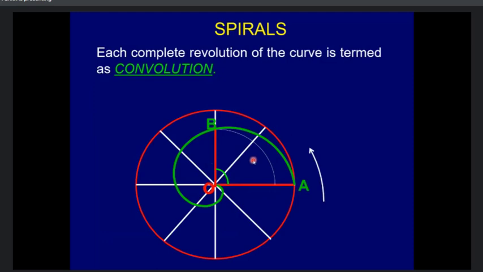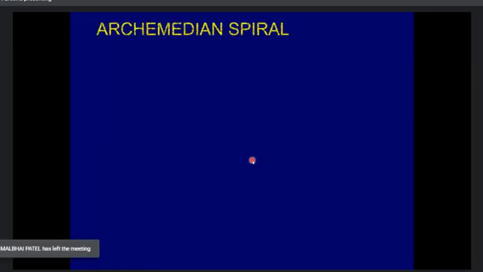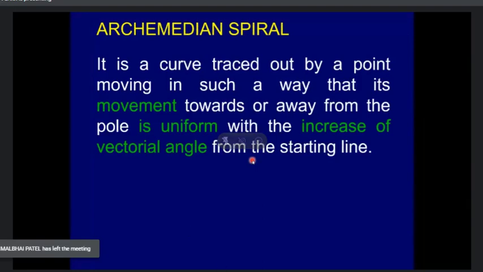Okay, x value, we will see what that x value is once we complete the examples. So this is a definition which, in a more precise manner, is a curve traced out by a point moving in such a way that its movement is towards or away from the pole. I'm using the term towards or away from the pole. Does that mean a point can transfer from the pole?